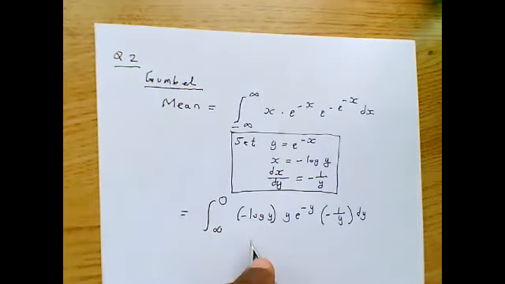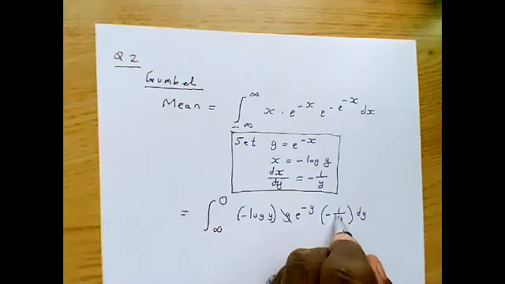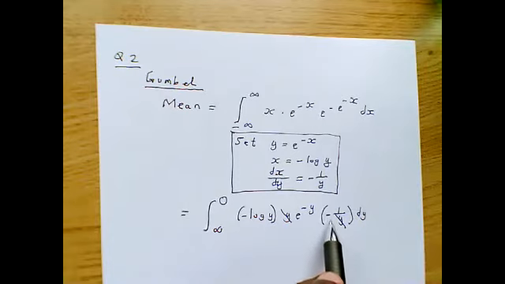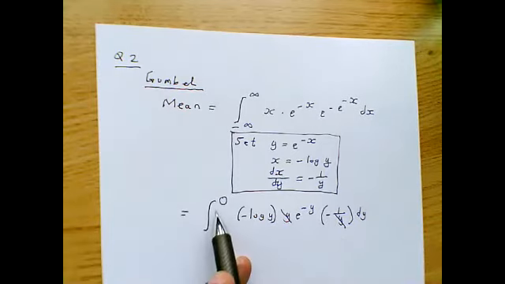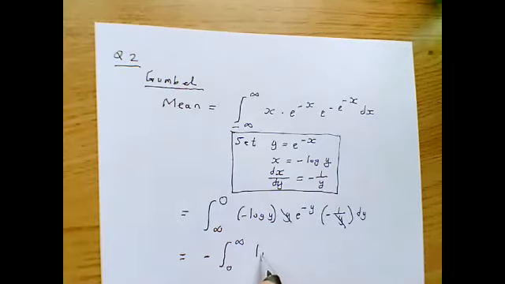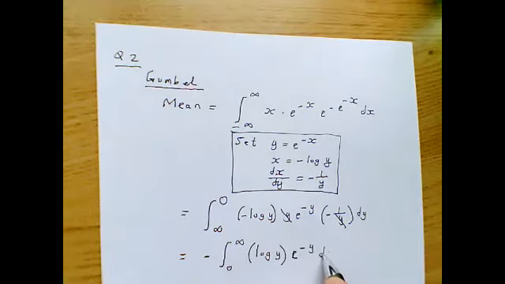All right, this is what you get. Okay, so you see that the y here and the y will cancel. Now I'm going to choose the minus sign here to change the limits around. So this will be, pull the minus outside, so it will be minus of the integral from 0 to infinity of log y e to the minus y dy.